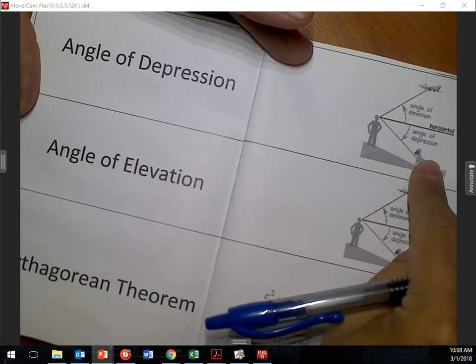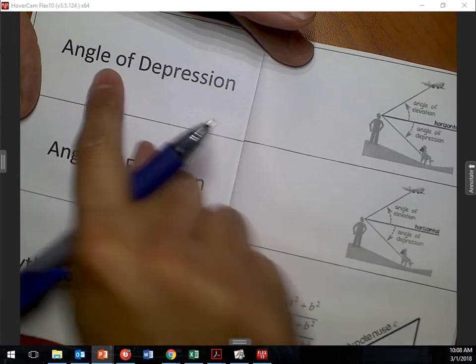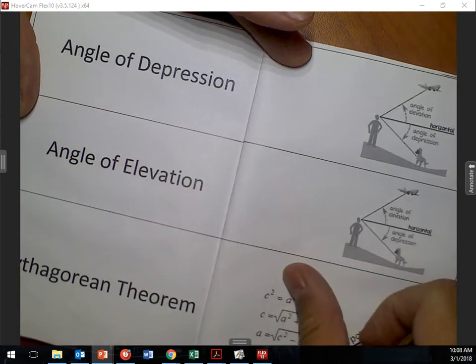Okay, angle of elevation, angle of depression. So right here, angle of depression, which one is that?